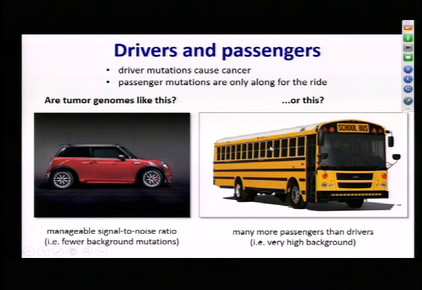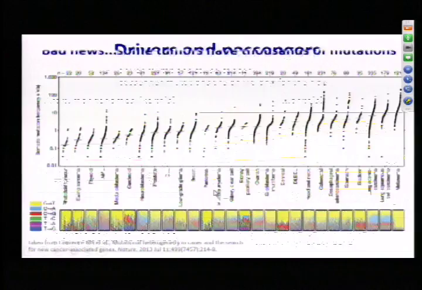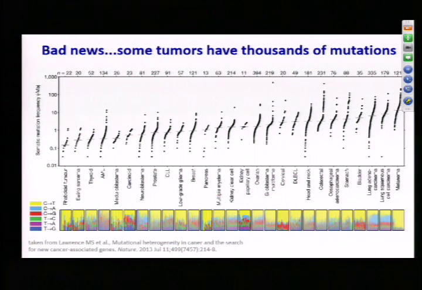It's also possible that the situation could be much worse. We could have a single driver in a bus full of passenger mutations. And so the Cancer Genome Atlas allowed us to finally get a glimpse into this question, and unfortunately it was bad news. It's actually worse than the bus scenario even.